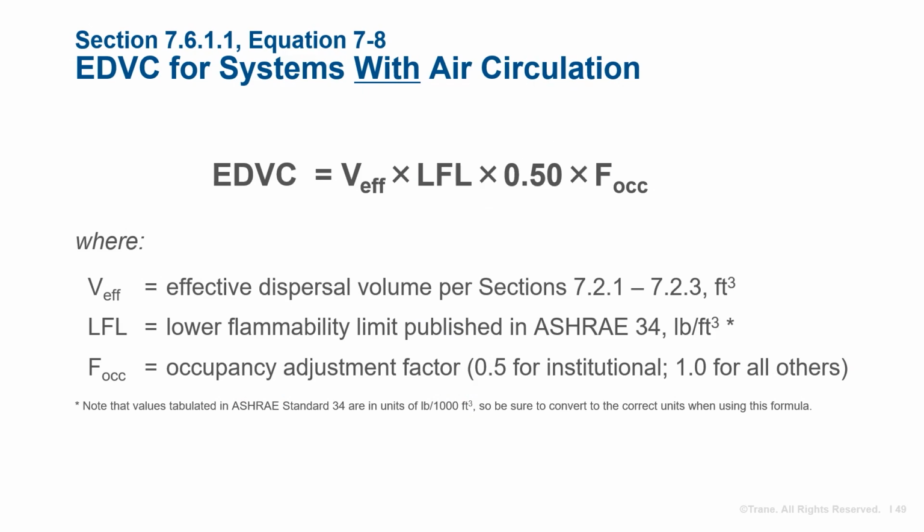With air circulation, the EDVC is calculated by multiplying the effective dispersive volume by the refrigerant's LFL. We're going to include a factor of safety. This shows up in the formula as 0.5. Finally, we're going to include an adjustment factor for the occupancy classification. If the occupancy is institutional, we need to reduce it by half.